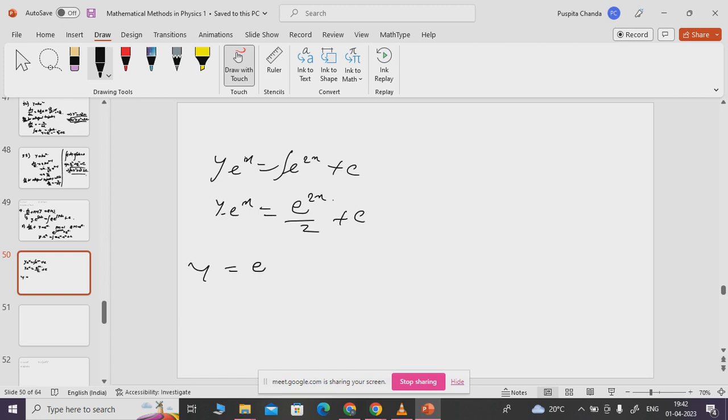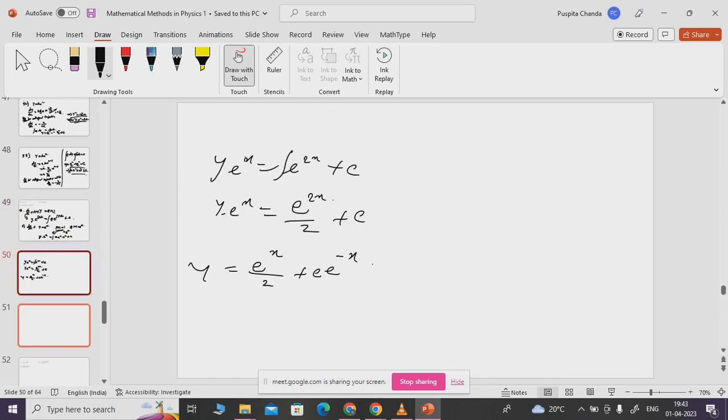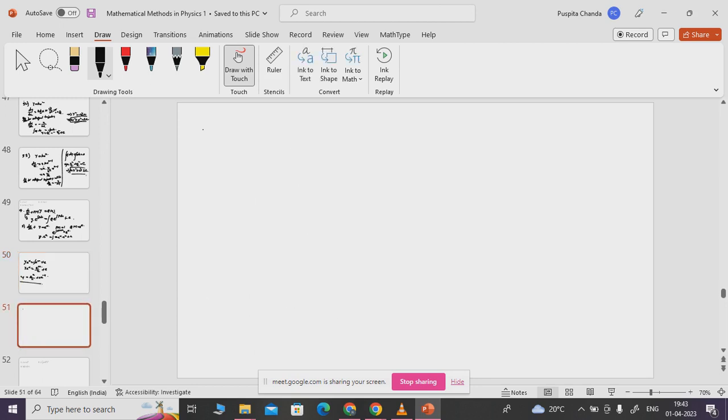So y e to the power x is integration of e to the power 2x plus c. The integration of e to the power 2x will be e to the power 2x by 2 plus c. So y is equal to e to the power x by 2 plus c into e to the power minus x. Here there is no condition given, so it is the answer.